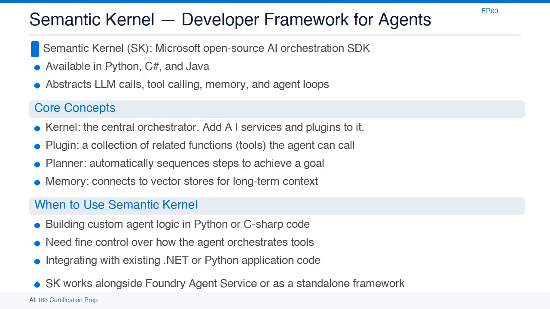When should you use Semantic Kernel versus the Foundry Agent Service? Use Semantic Kernel when you need fine-grained control, want to write complex agent logic and code, or are integrating deeply with an existing Python or .NET application. Use Foundry Agent Service when you want a managed, hosted, serverless approach with built-in tools that require no infrastructure management.